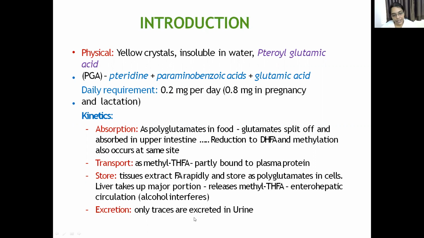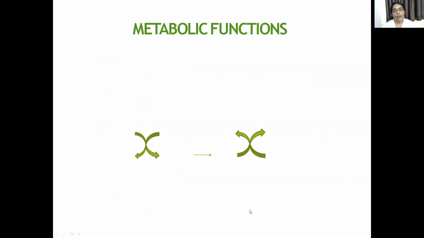An important point here is that alcoholics have folate deficiency mainly because alcohol interferes with the release of methyl tetrahydrofolic acid from the liver cells and impairs the enterohepatic circulation. Then excretion: only traces are excreted, but when pharmacological doses are given, 50 to 90% of it is excreted from the body. Metabolic functions.